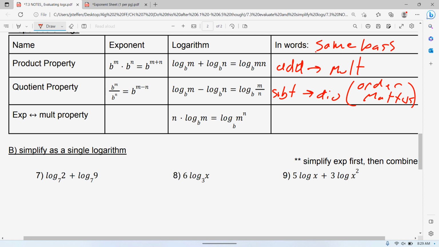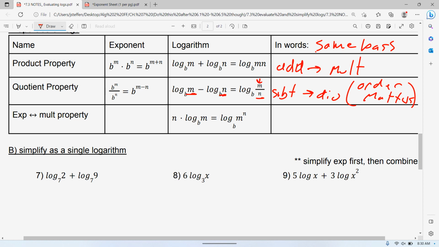For multiplication, the order doesn't matter very much, but for quotients, for division, it definitely does. And it helps because it makes sense. Whatever the first thing that's listed, that goes as the numerator. So log base m, that means m is here, and then is in the denominator.